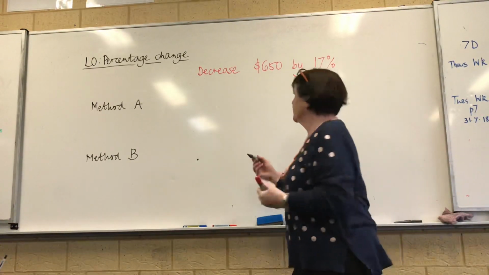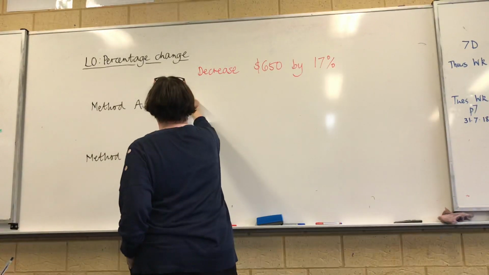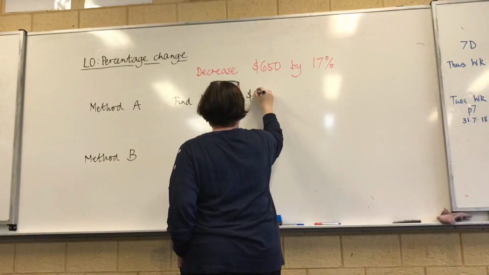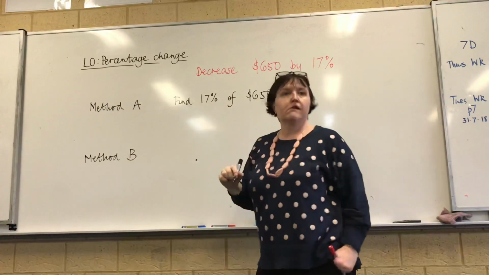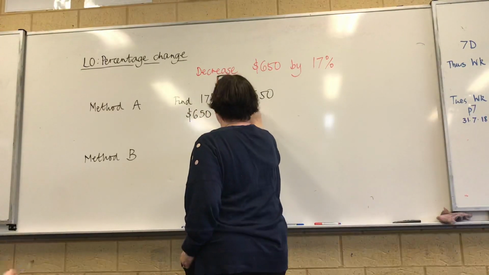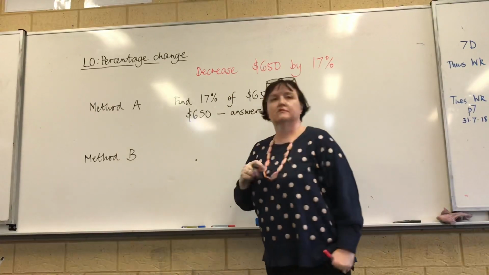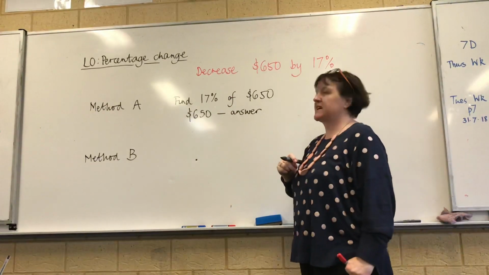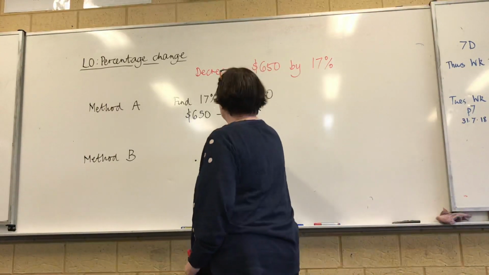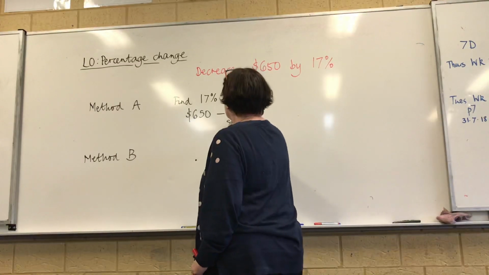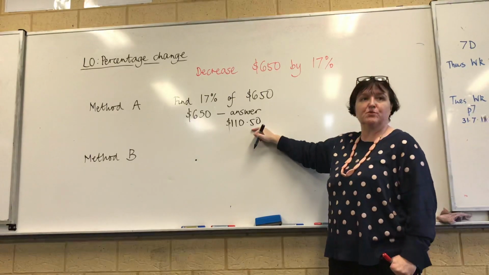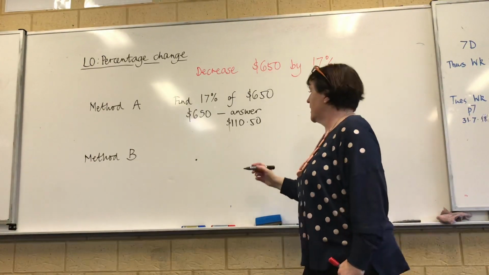So method A would be that you would find 17% of 650, and then you would do 650 subtract that answer. So what is 17% of 650? 110.5. $110.50. The one thing to always remember here, of course, is if we're dealing with money, it always has to have 2 decimal places. So what's our answer?